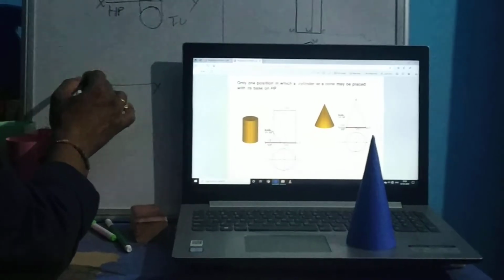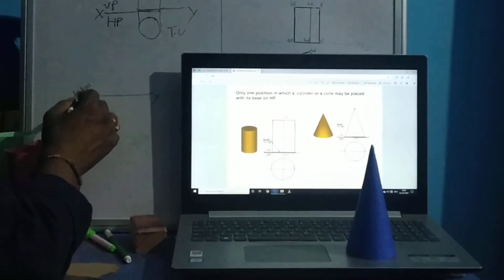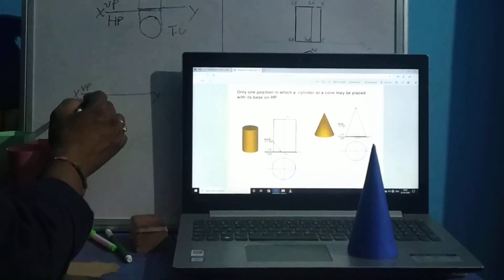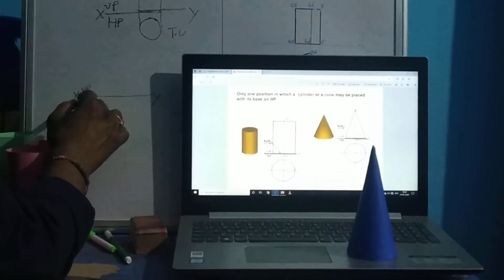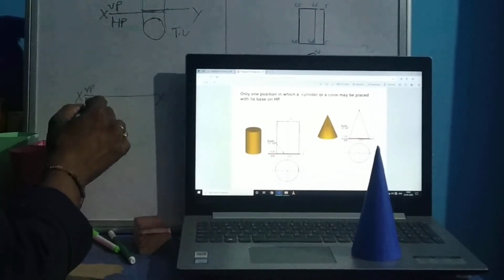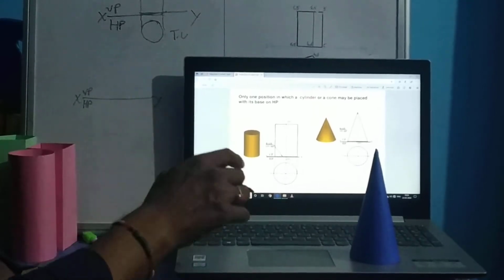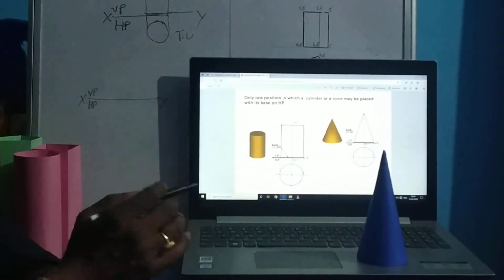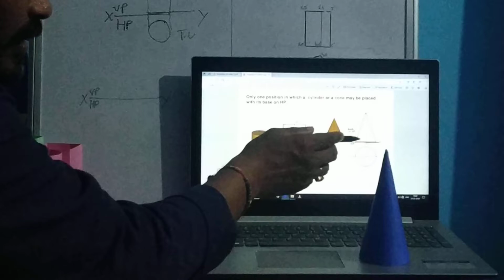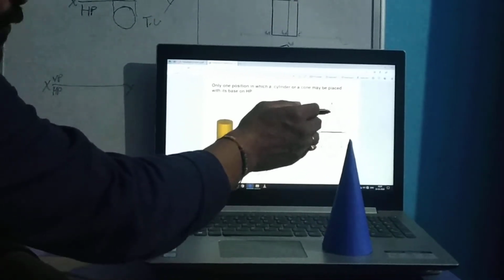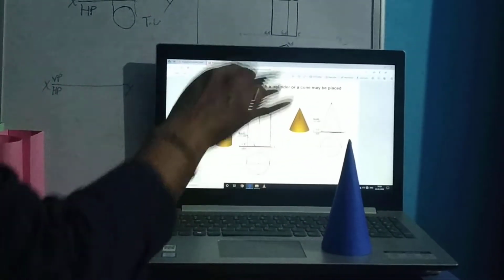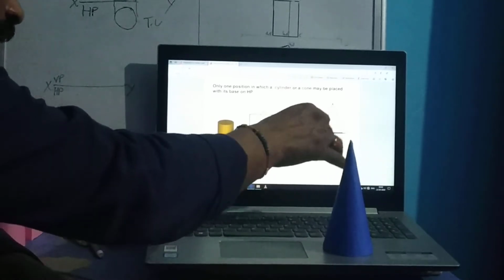Above this reference line, the XY line, is our VP plane, meaning the vertical plane, and below this we have the HP plane. Now in this position, as we have said, there are two images. In the front view we are getting a triangular shape, and in the top view we are getting a circle.